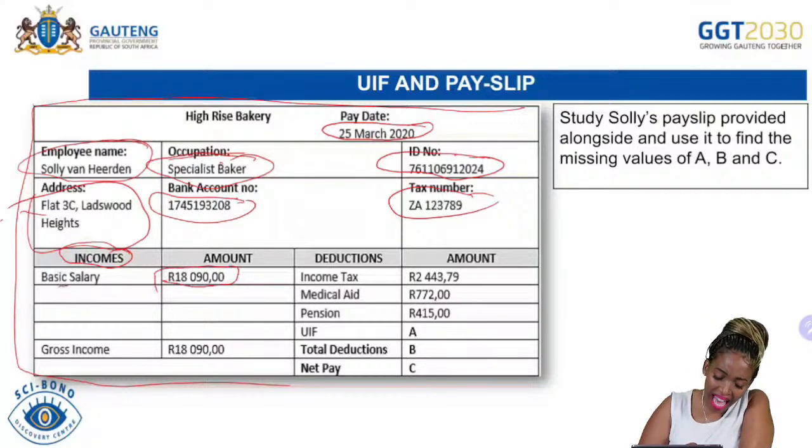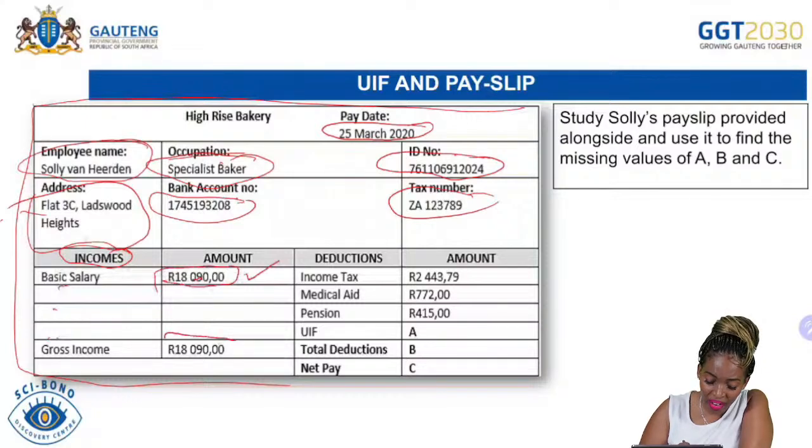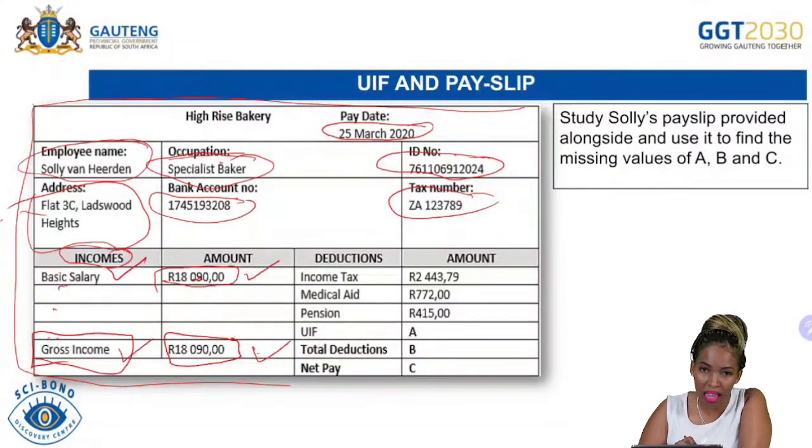18,019. And are there other additional incomes there? No, there's nothing. There's only one part of the income, which is the basic salary. And since there's nothing else, we can write the total here, and the total is indicated as the gross income. So in this scenario, the basic and the gross income are the same.